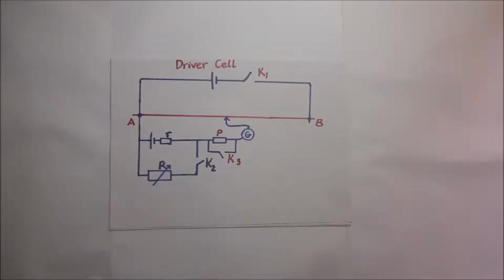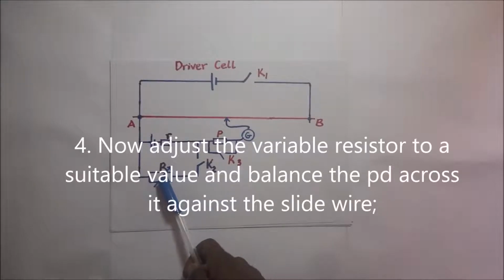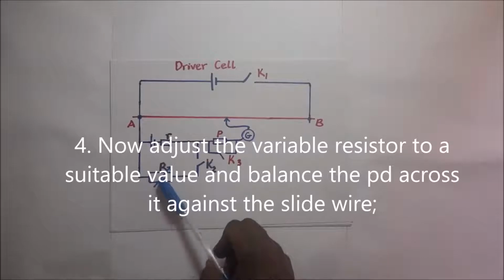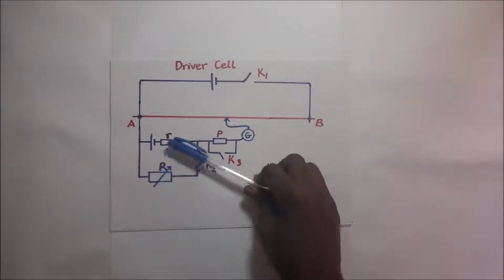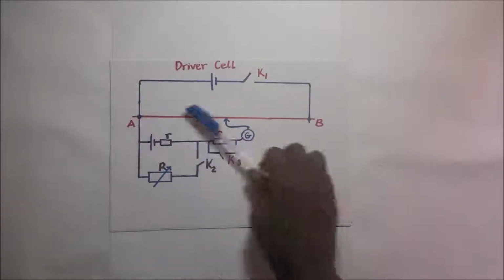So our next step now is to adjust. We now go ahead and adjust this variable resistor so that it attains a suitable value. And then after adjusting this rheostat until it gets a suitable value, we balance it against this slide wire.